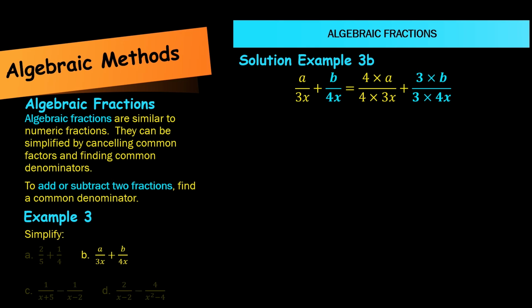And for the second fraction, we multiply both the numerator and the denominator by 3 to give 4a over 12x plus 3b over 12x. And this, of course, gives us 1 over 12x times 4a plus 3b.